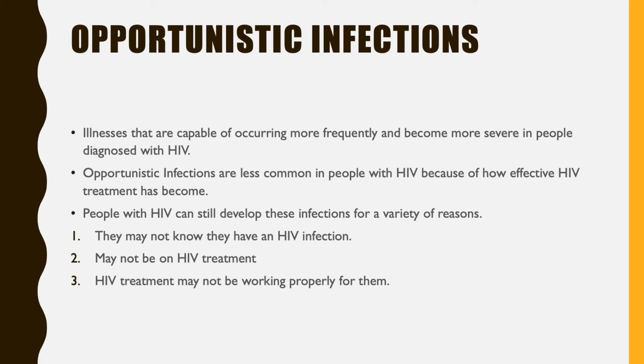Next, we will move on to talk about opportunistic infections in HIV and AIDS. These are illnesses that are capable of occurring more frequently and become more severe in people who are already diagnosed with HIV. Opportunistic infections are less common in people with HIV because of how effective HIV treatment has become recently. People with HIV can still develop these infections for a variety of reasons. One being they may not know they have an HIV infection. Number two, if they don't know they have an HIV infection, that will mean they're not on HIV treatment. And three, HIV treatment may not be working properly for them.